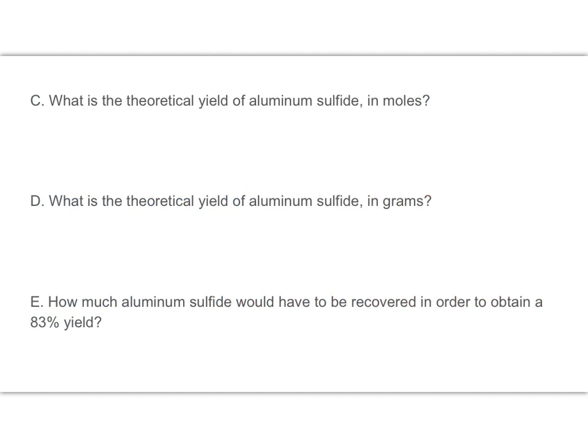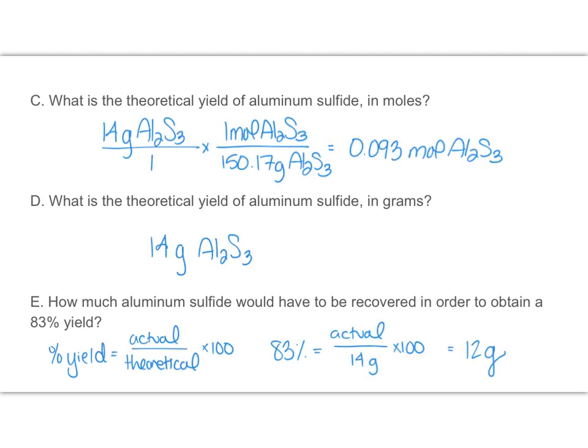Here are similar questions to the ones we answered last time with this. Take a moment and solve these three, enter your answers in, and then check your work. For C, I know that my theoretical yield in grams is 14, so I needed to backtrack one step to get back to moles. I divided by my number off the periodic table to get 0.093 moles. From there, D is really easy because I already have grams because I found it before, 14 grams.